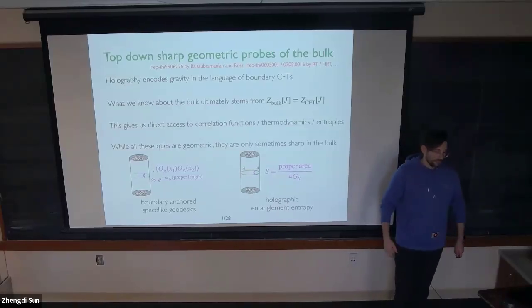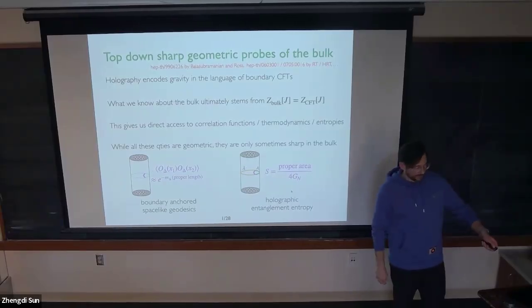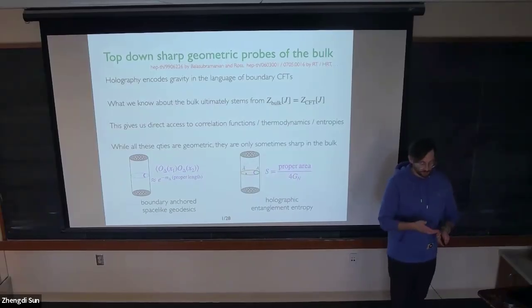Now, the main background for whatever I want to tell you next is the story of holographic entanglement entropy. It is another sharp observable, and the idea is the following. Let's say that we have the bulk spacetime. We pick a time slice. It's illustrated for the AdS3 geometry, but the story is general.